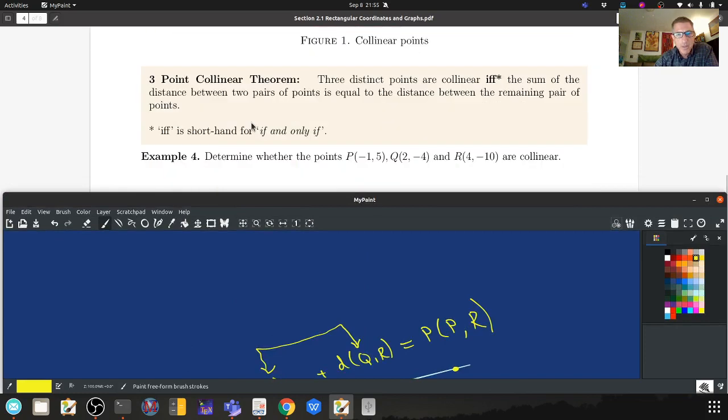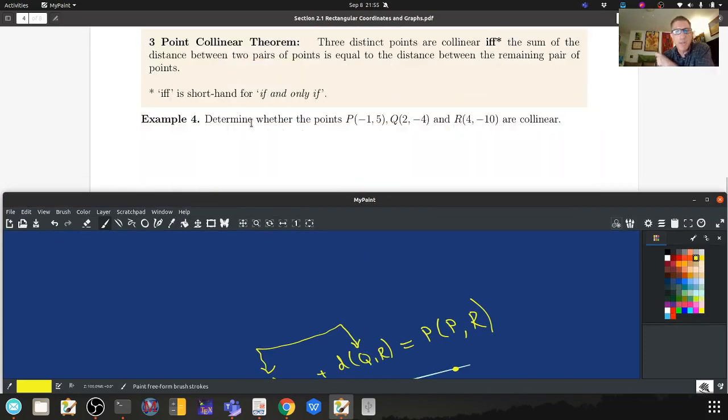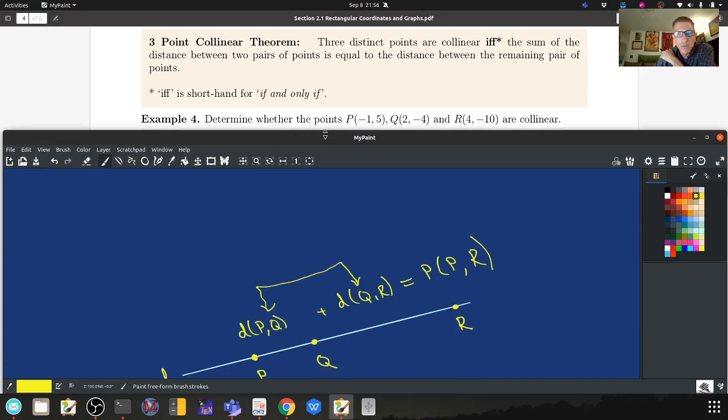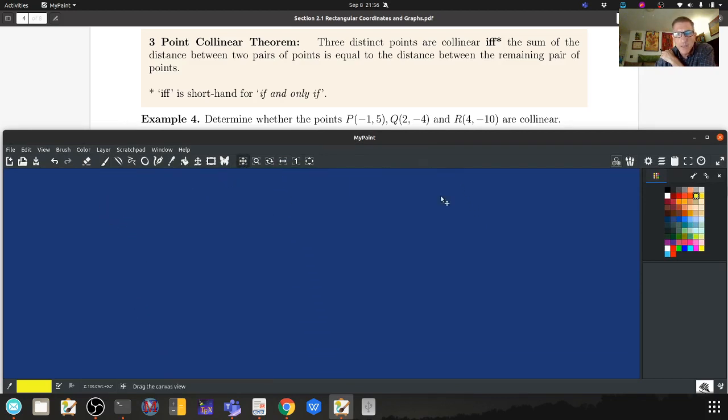So let's look at the example given us, and we'll set it up and work through it. So here's the point collinear theorem. Three distinct points are collinear if and only if, IFF, that's not a typo, IFF is shorthand for if and only if, the sum of the distance between 2 pairs of points is equal to the distance between the remaining pair of points. So the best way to do it is to not worry about which point is first, second, and third, but just arbitrarily assign them.